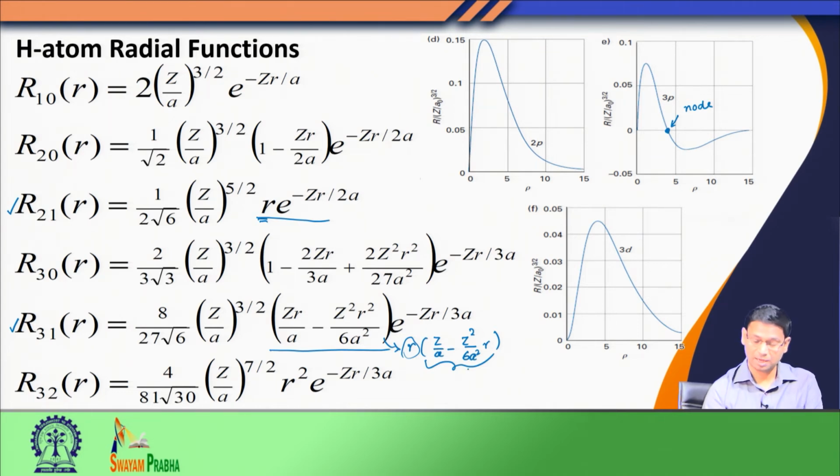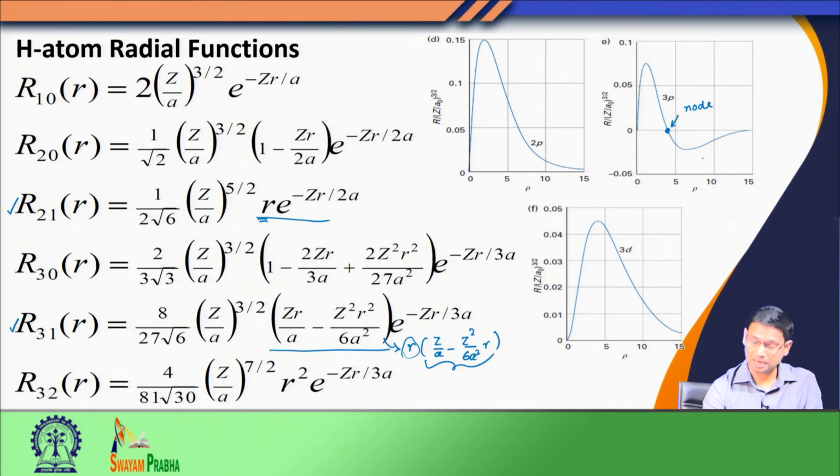When I find the root of this polynomial, I will see the value of r where this function is 0, and therefore that would be the place where this radial function will develop a node.